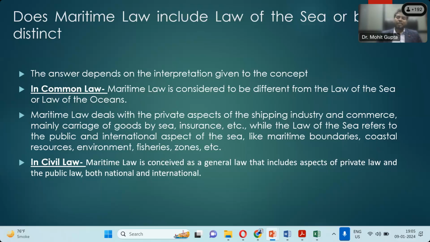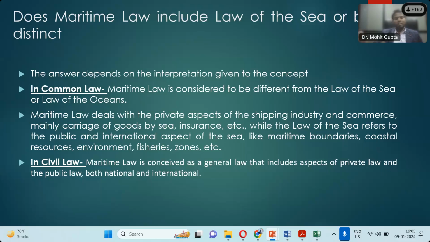the core private aspects of shipping, because ships will be using the seas for the voyage, for navigation, and 90% of global cargo is moving by ocean. So ocean law or law of the sea also becomes very relevant here.